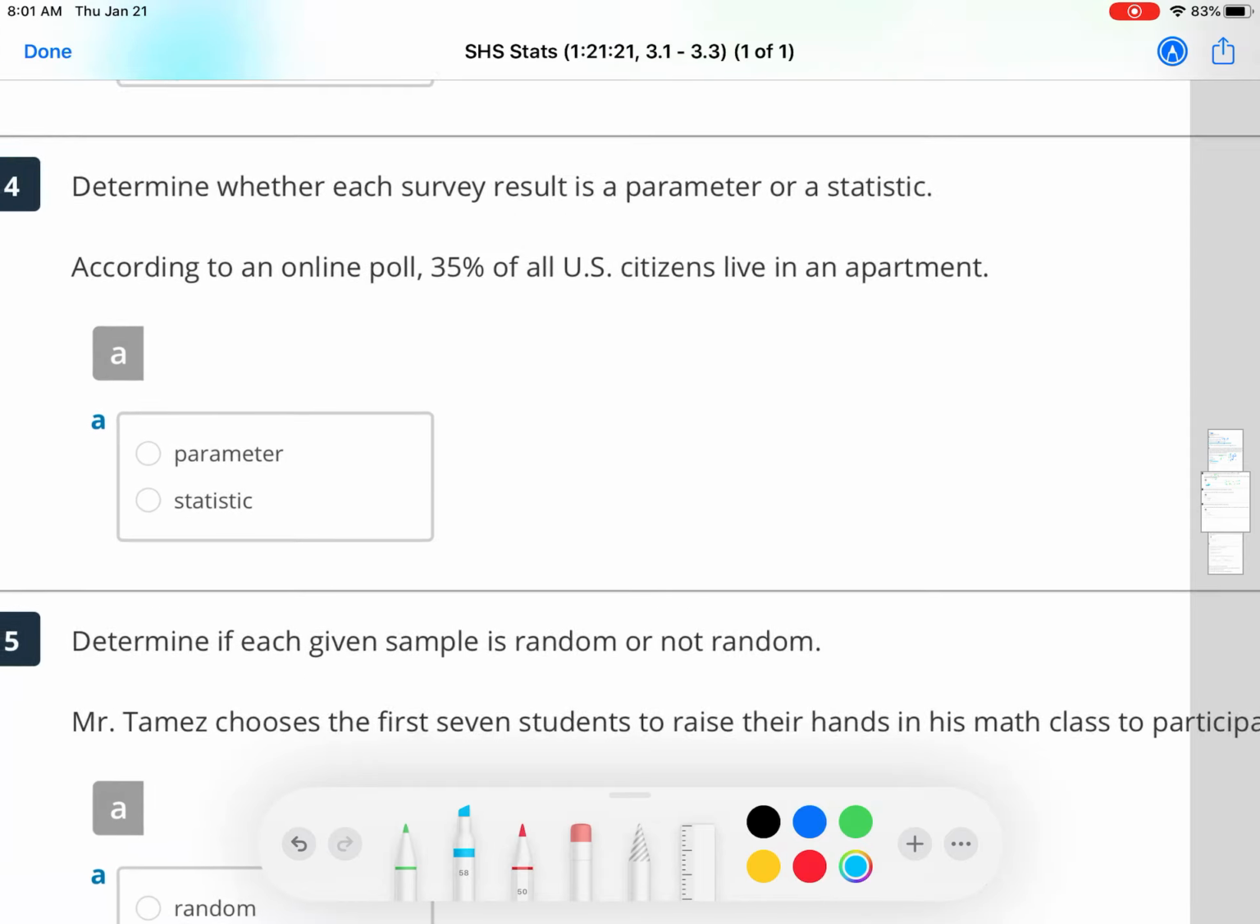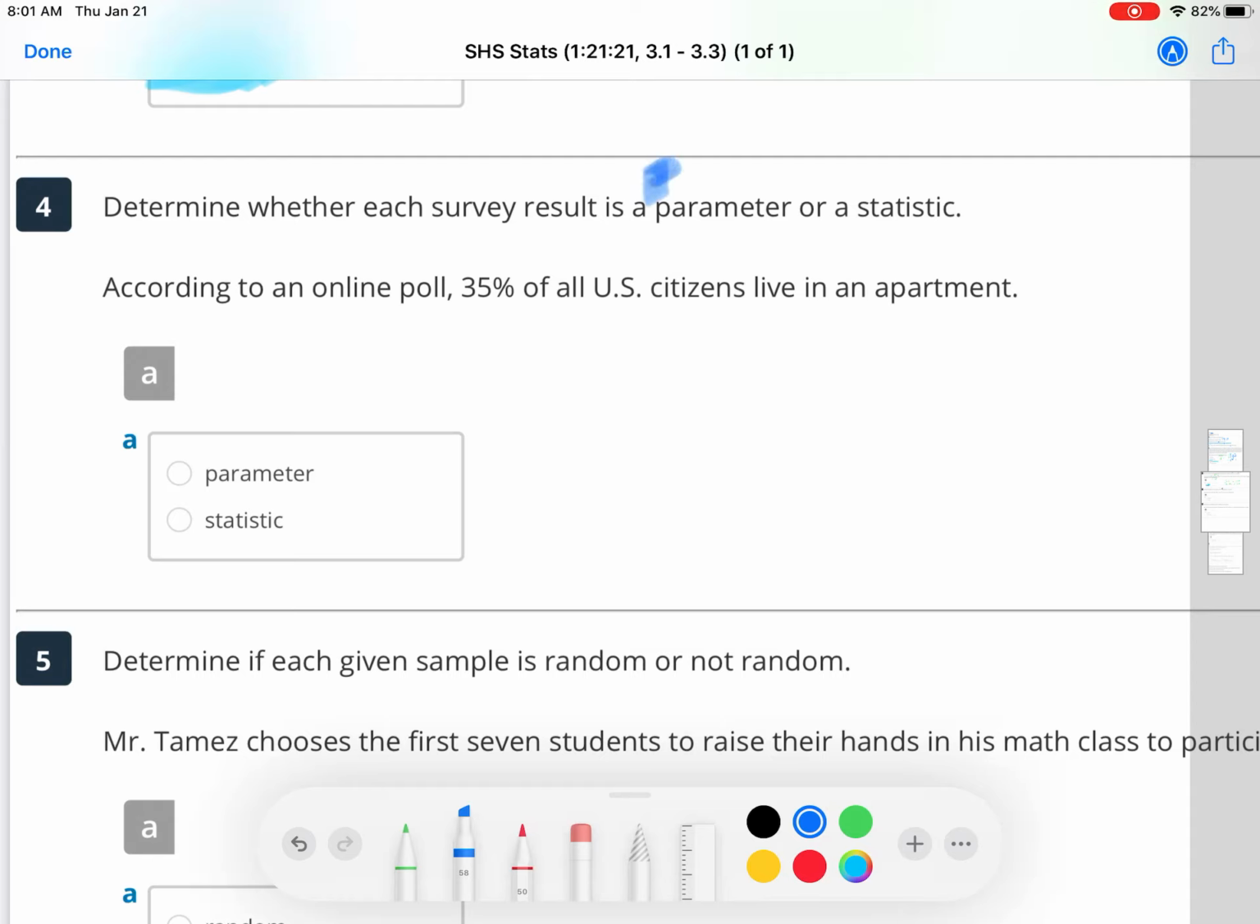All right, number 4, determine whether each survey result is a parameter or a statistic. Oops, I meant to write P for population, and statistic, S, comes from a sample. So let's think about it. According to an online poll, is this all? No, it's not. Then they're making a conclusion that 35% of all citizens live in an apartment. So this poll is just some to tell us about all. So this would be a statistic.